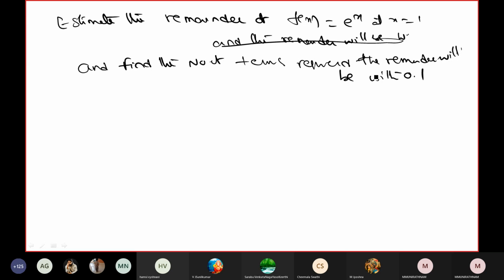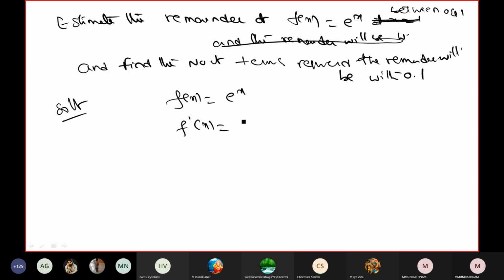Here, without fail, write between 0 and 1. Between 0 and 1, okay? So look, f of x is e power x. F dash of x is what? E power x. F double dash of x is what? E power x, and so on. F power n of x is also e power x.